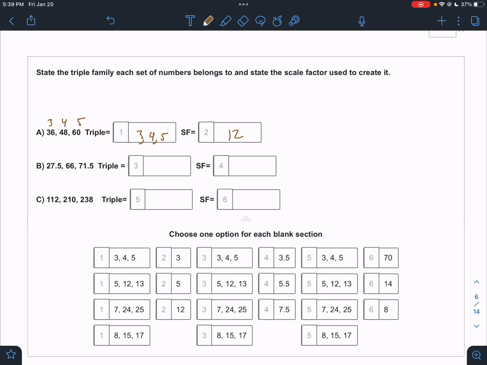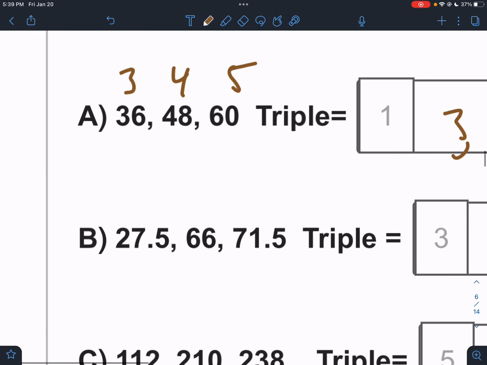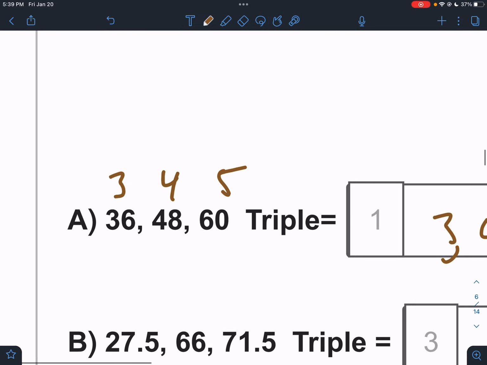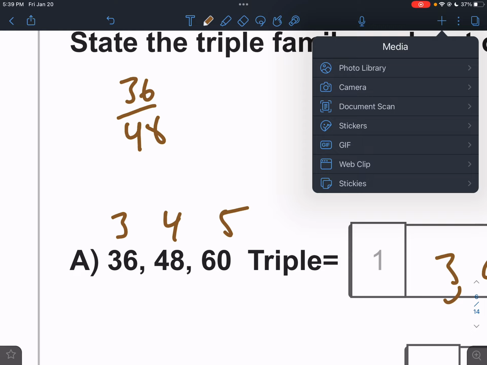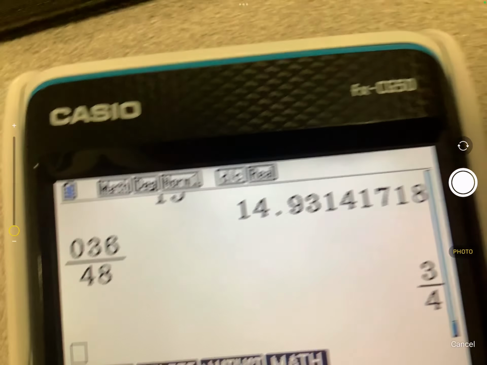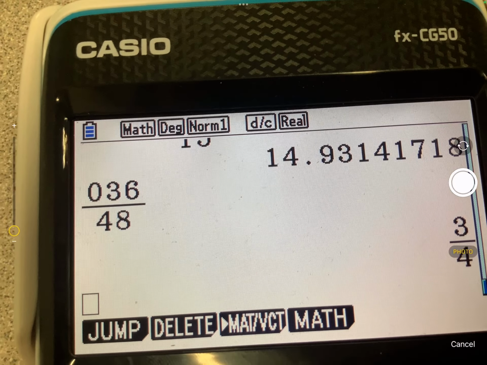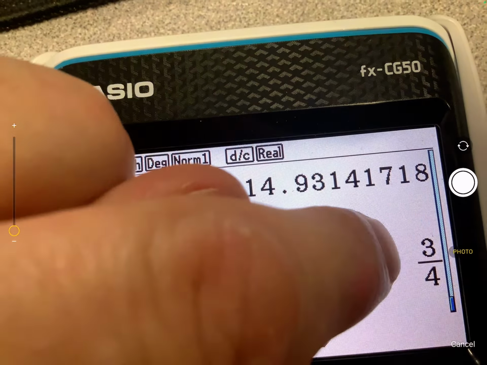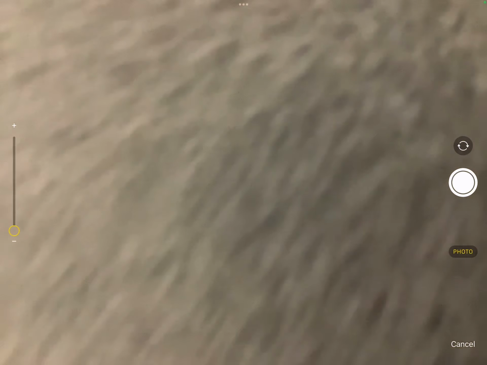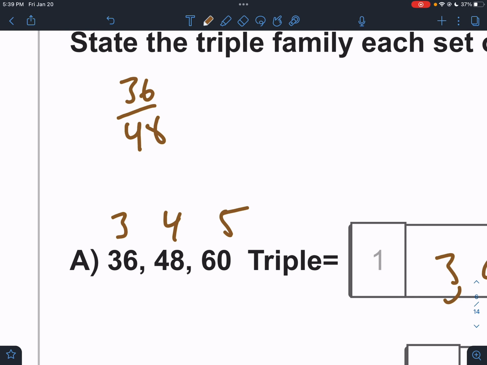Now here's the thing. I know you can do those, but let's pretend you couldn't. Did you know you can go to your calculator, type in 36 divided by 48, and it will do it for you? It reduced it to 3/4. Well, that's a ratio of 3 to 4, and they're telling you it's a triple, so you know it's going to be a 3, 4, 5 in that case.